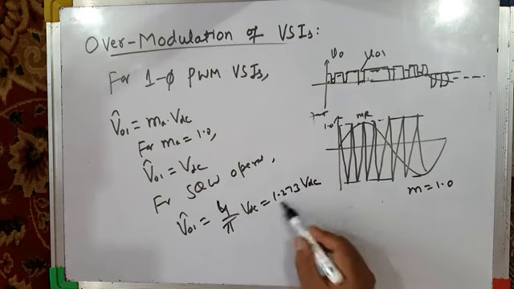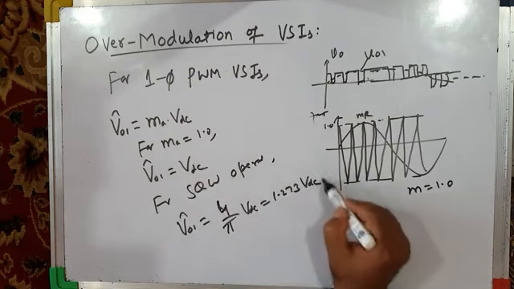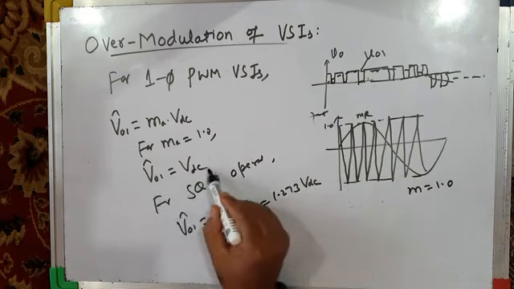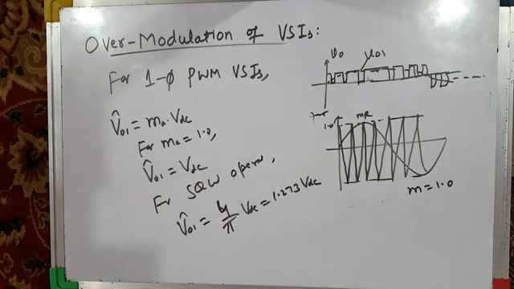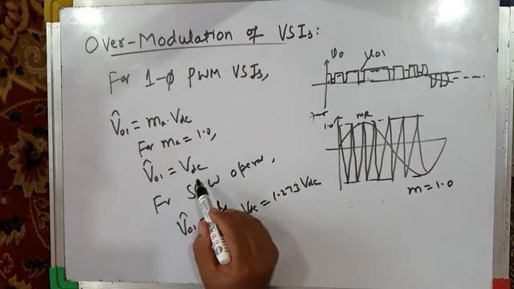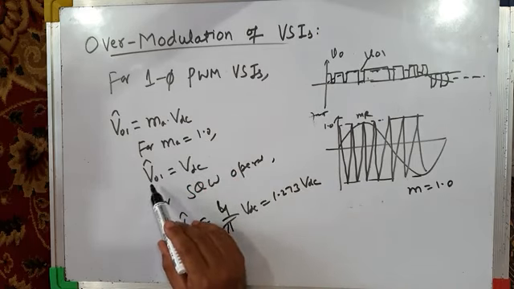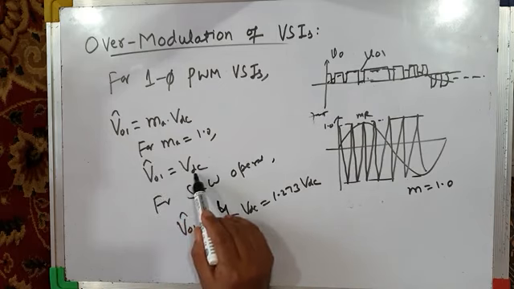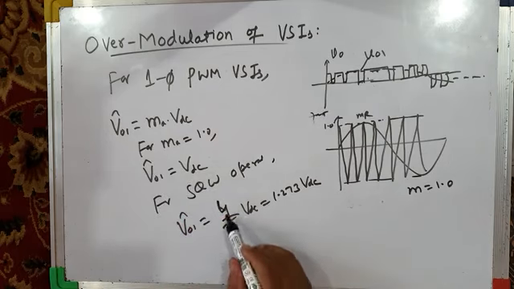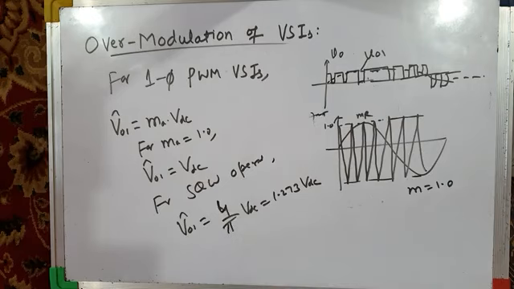That means square wave operation gives about 27.3% higher voltage. I mean, it gives much higher voltage than PWM mode of operation. For modulation index equal to 1, the maximum peak value of the fundamental component of inverter output voltage is only VDC, whereas for square wave mode of operation it is 4 by pi VDC.